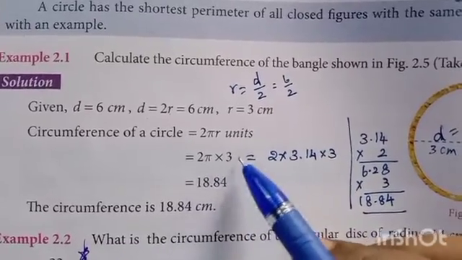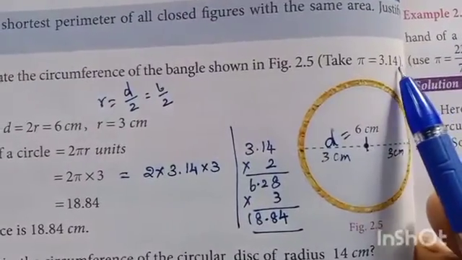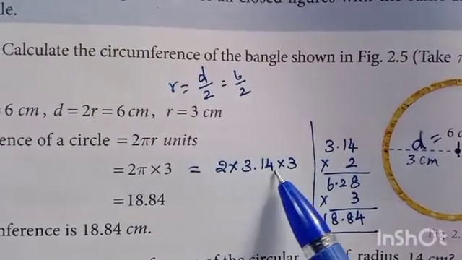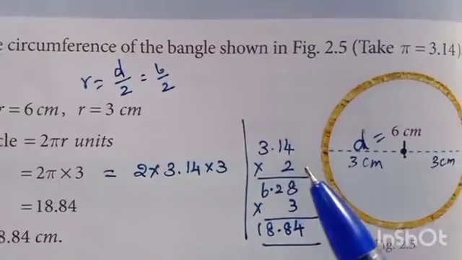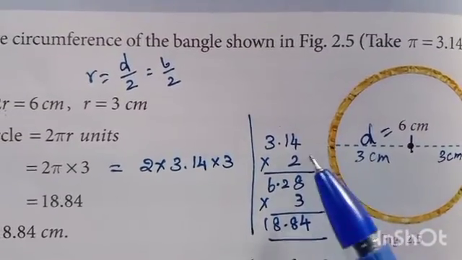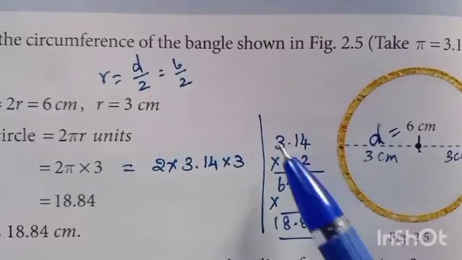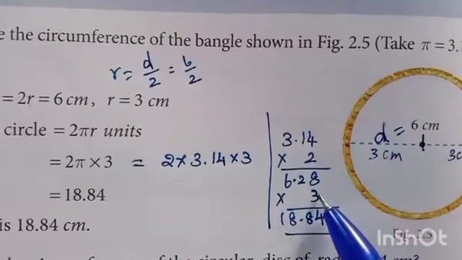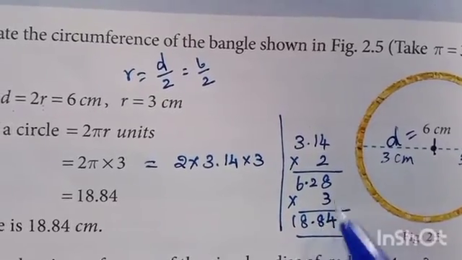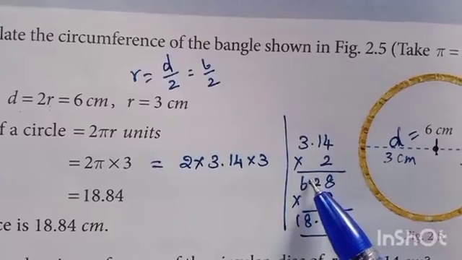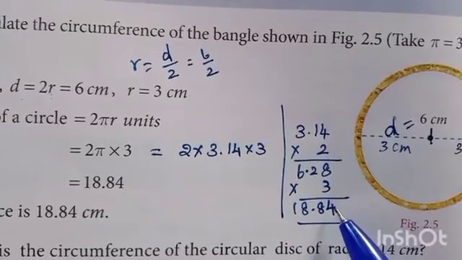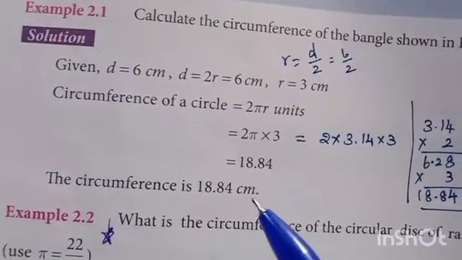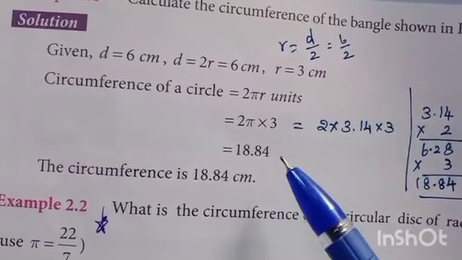2 into pi into 3. Pi value is given as 3.14. You have to substitute in this formula: 2 into 3.14 into 3. Multiply 3.14 into 2: 4 2s are 8, 1 2 is 2, 3 2s are 6. Again multiply with 3: 8 3s are 24, balance 2. 2 3s are 6, 6 plus 2, 8. 6 3s are 18. There are 2 decimal places, so keep the decimal point. So the circumference is 18.84 centimeter.